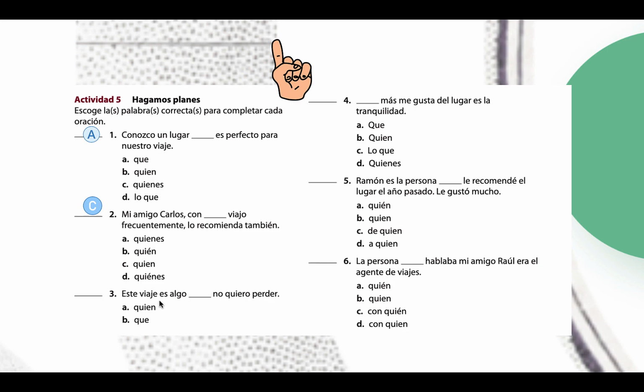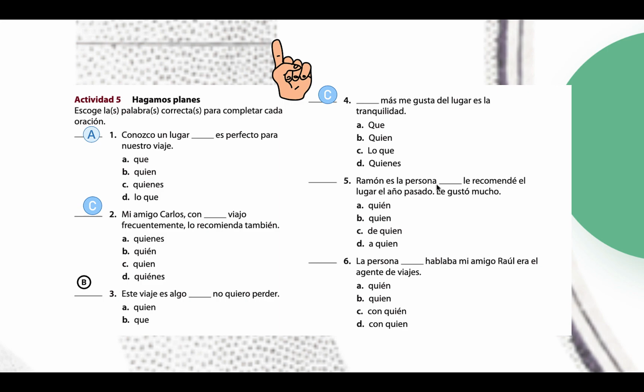Número 3. Este viaje es algo. You know it's not going to be quién because they're not talking about a person. They're talking about el viaje. Este viaje es algo que no quiero perder. Lo que más me gusta del lugar es la tranquilidad.